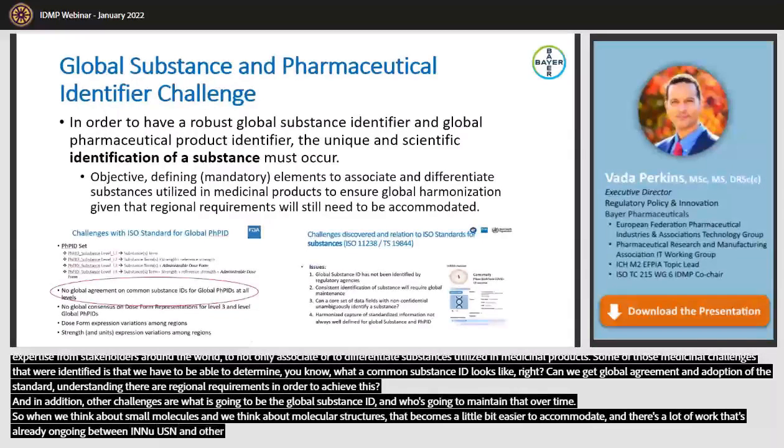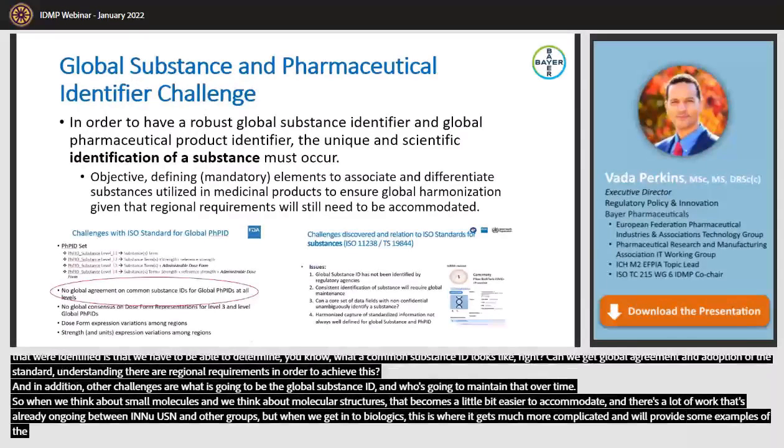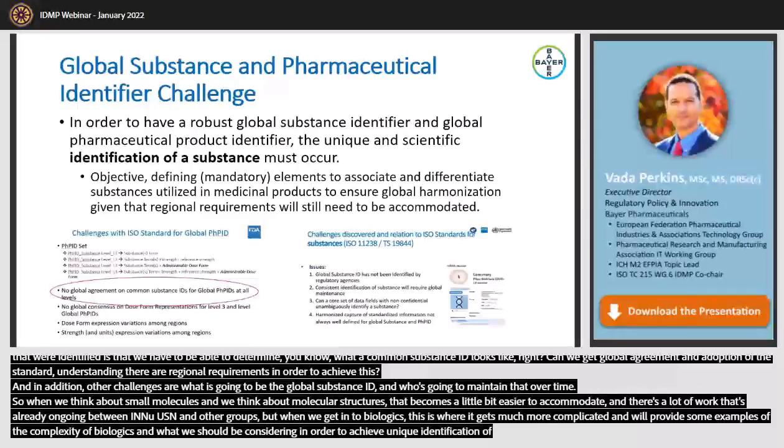But when we get into biologics, this is where it gets much more complicated, and we'll provide some examples of the complexity of biologics and what we should be considering in order to achieve unique identification of medicinal products for biologics as well.